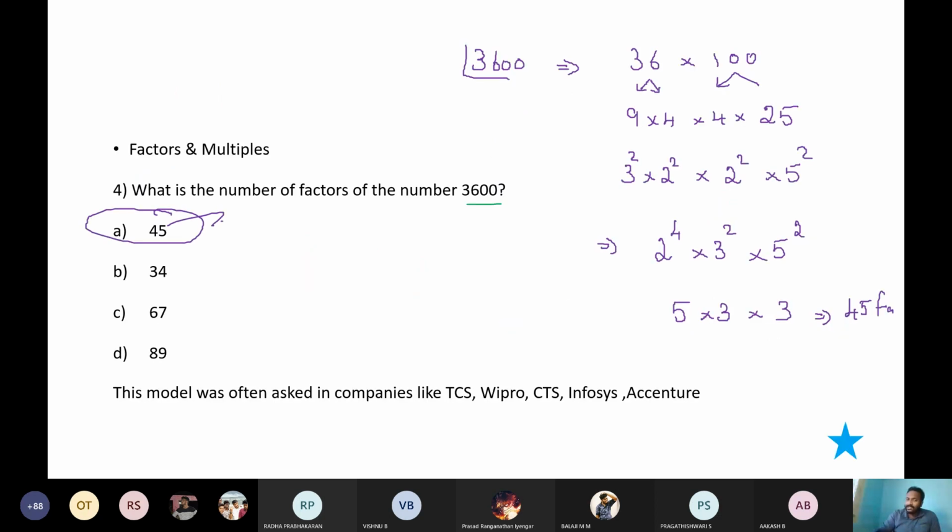The question is, in how many ways can I write 3600 as a product of two numbers?